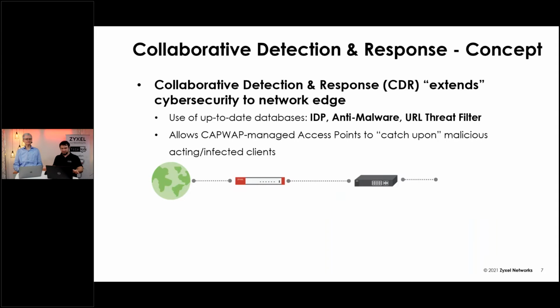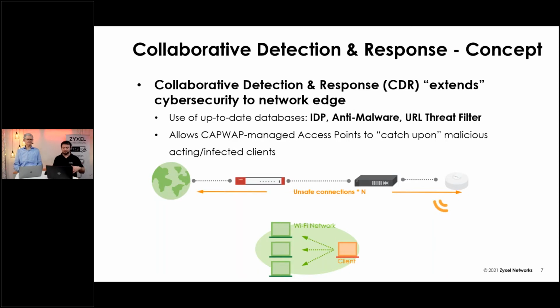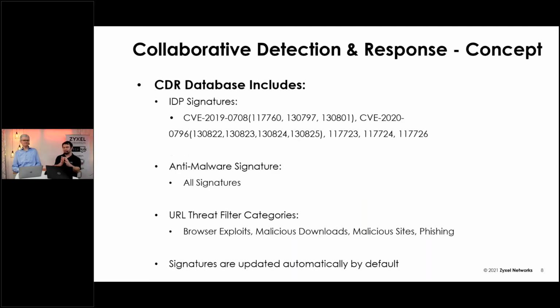CDR tries to take a different approach where we have a Wi-Fi access point and we have the client connecting. And that means this client is now making unsafe connections to a malicious website. The firewall now recognizes that there is a danger and will propagate this to the access point to tell it to disassociate this client, and then other actions are taken. So we're basically extending this towards the access point. Yeah, we're looking into what kind of actions we are taking in a minute. Exactly.